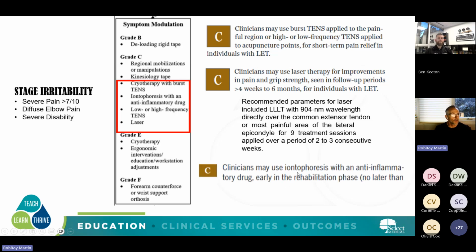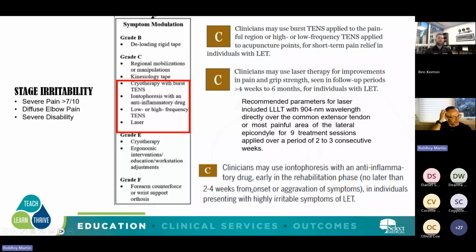And then iontophoresis, so our anti-inflammatory drug, is usually dexamethasone. And usually this is 2 to 4 weeks from the onset of symptoms, when someone is highly irritable.